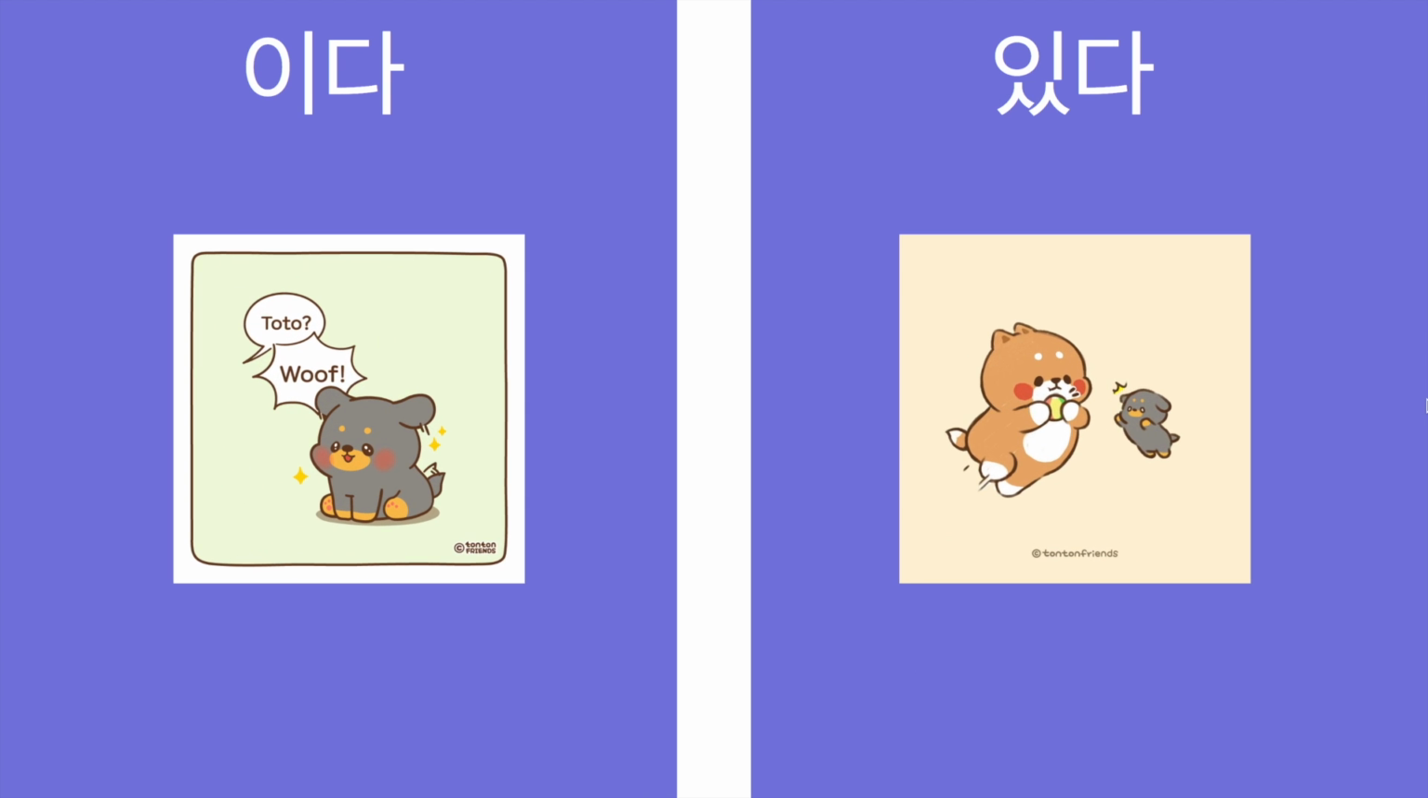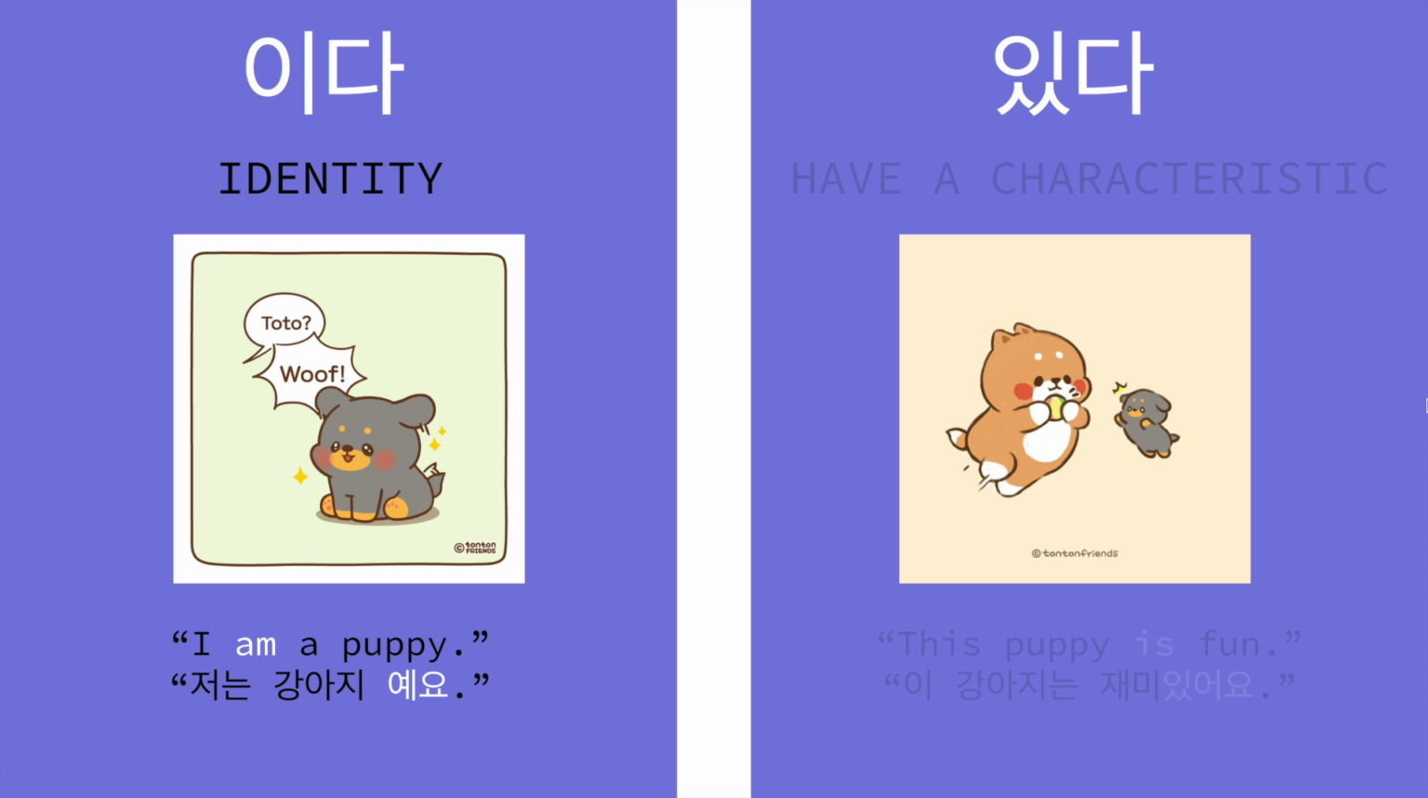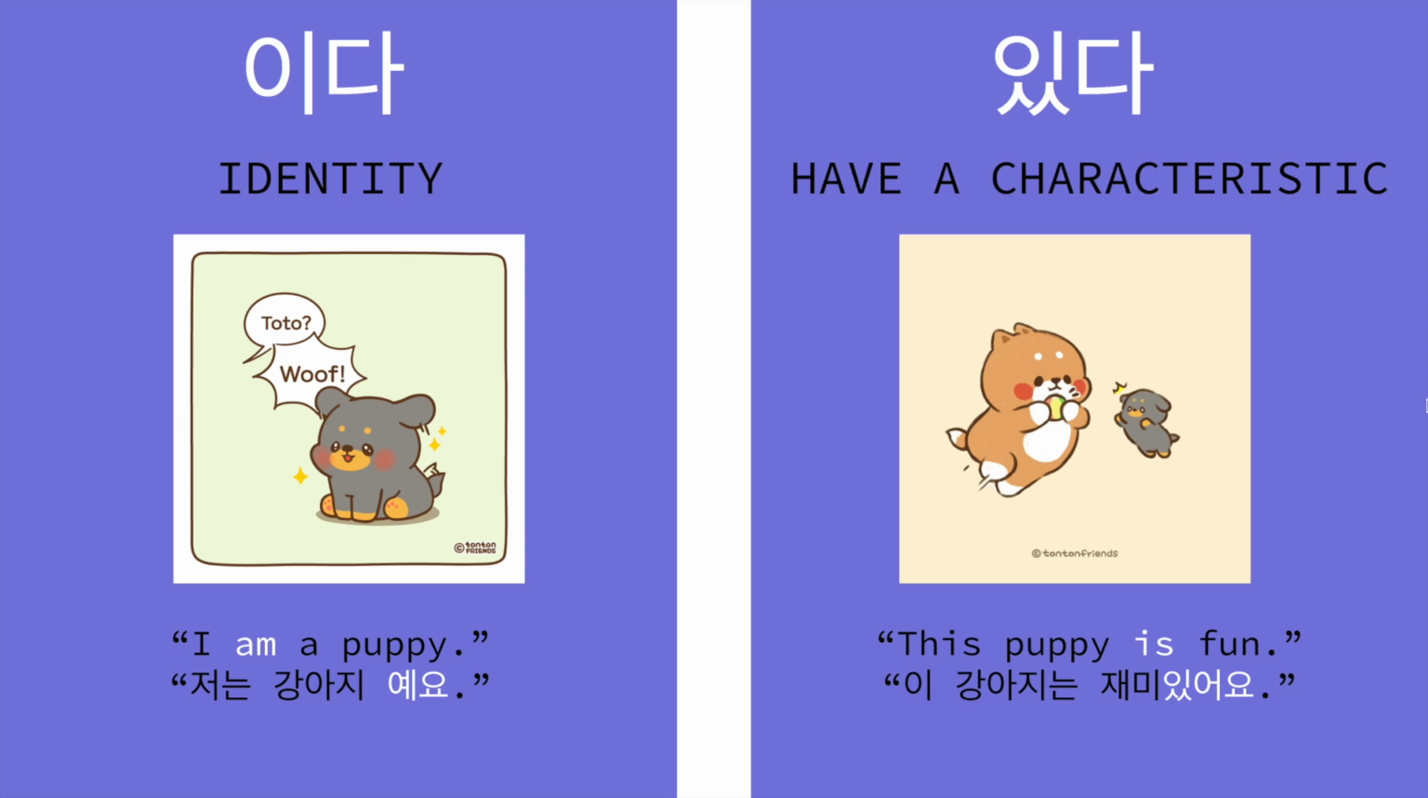On the left, we have identity again, the same example. Once again, to emphasize, it's only used for identity. I am a puppy. 저는 강아지예요. And on the right, we have a characteristic. This puppy is fun. 이 강아지는 재미있어요.